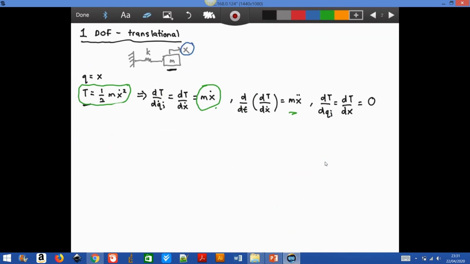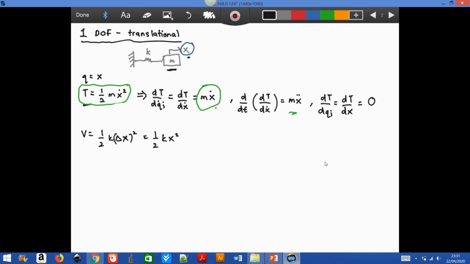First, we need to write the total potential energy, whereby V is half k delta x squared. Delta x is actually the difference between x initial and x final. In here, because we only have one x, we don't have x1, we don't have x2, the equation can be written as half k x squared. So this is the total potential energy.